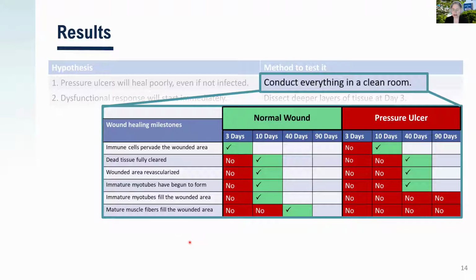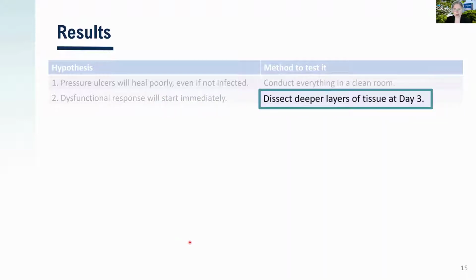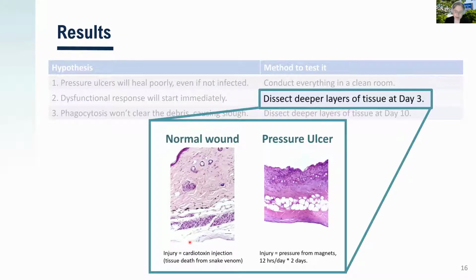So that was in not just germ-free conditions, well, specific pathogen-free, it was also young, healthy mice with no comorbidities, no pre-existing conditions, and the wound was placed in a location where the animals cannot possibly put weight on it. So then we dissect deeper layers of the tissue at day 3 to see, is there something abnormal happening sooner than inflammation, than the transition from inflammation to granulation?